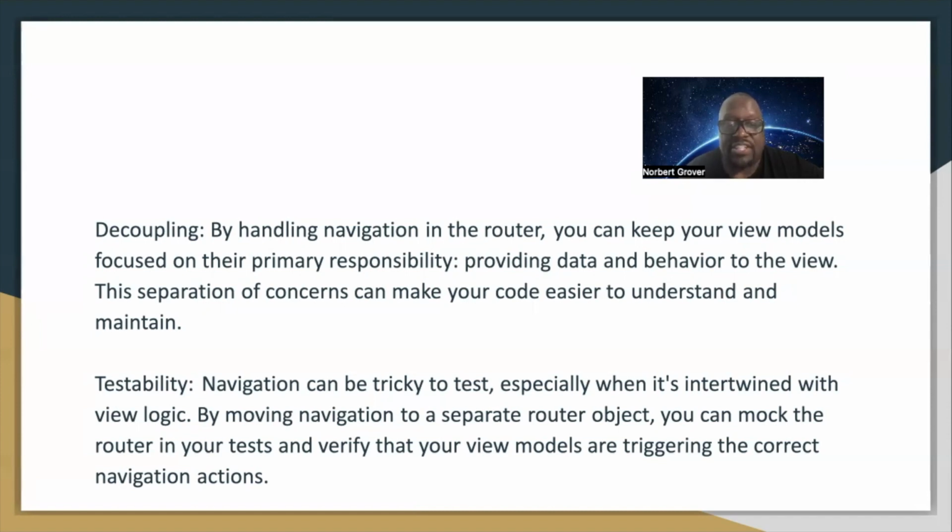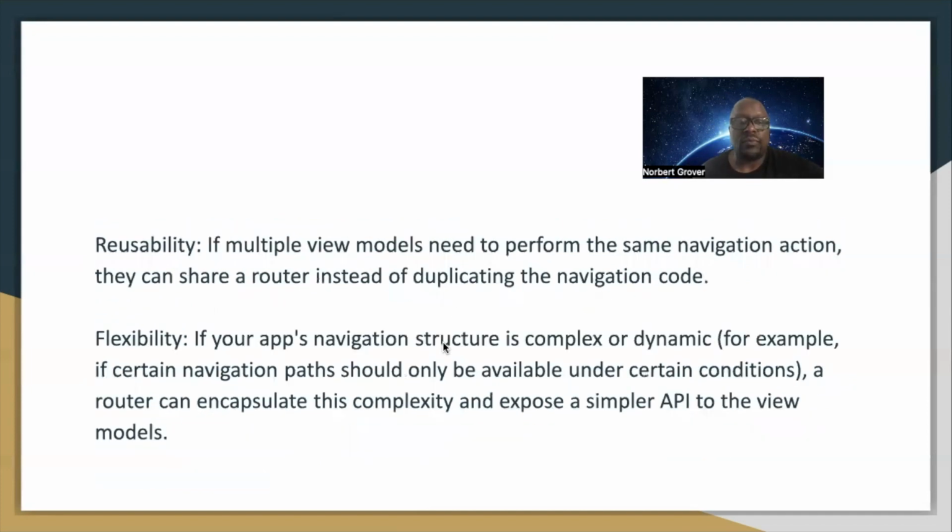This separation of concerns can make your code easier to understand and maintain. Testability. Navigation can be tricky to test, especially when it's intertwined with view logic. By moving navigation to a separate router, you can mock the router in your tests and verify that your view models are triggering the correct navigation actions. Reusability. If multiple view models need to perform the same navigation action, they can share a router instead of duplicating the navigation code.